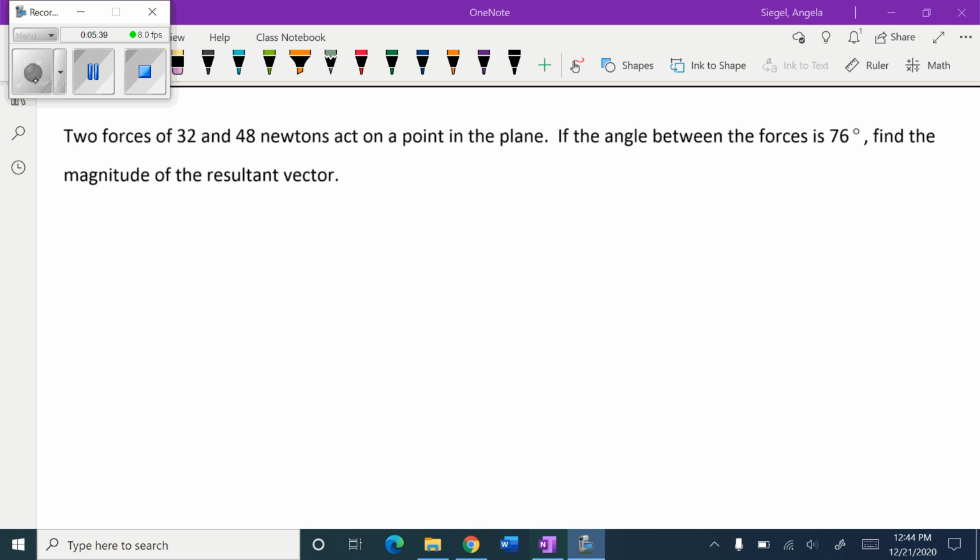Okay, we are going to put this in a word problem. We have two forces of these two different newtons acting on a plane, and the angle between them is 76 degrees. So think more geometry than physics. I'm going to show you what this looks like.